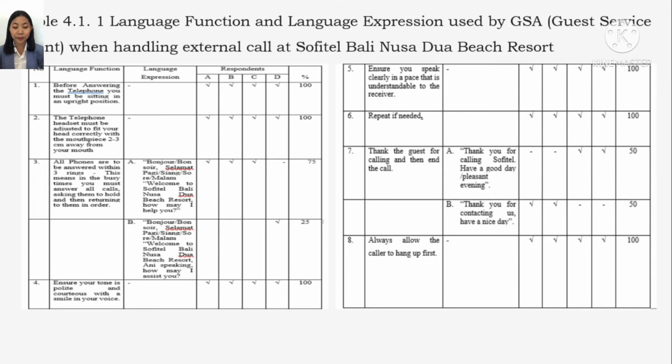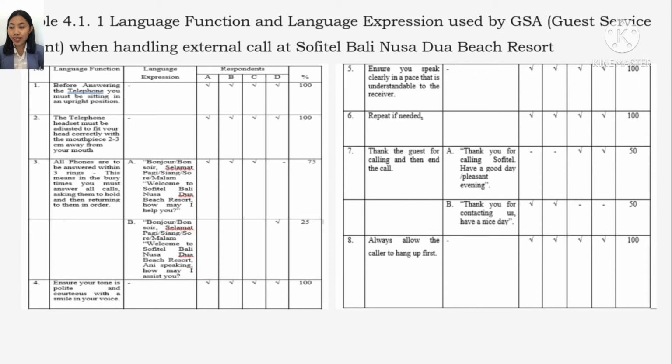Number 6 is repeat if needed. In receiving calls, sometimes the voice of the caller is not clear, and to respond to this problem, we ask them to repeat the speech and provide a reason why the voice is not clear, so that it remains polite. And likewise, when we provide information to the guest, sometimes our voice is not clear, and guests ask us to repeat it. Re-explain the information we explained earlier in a way that is easier to understand for the guests.